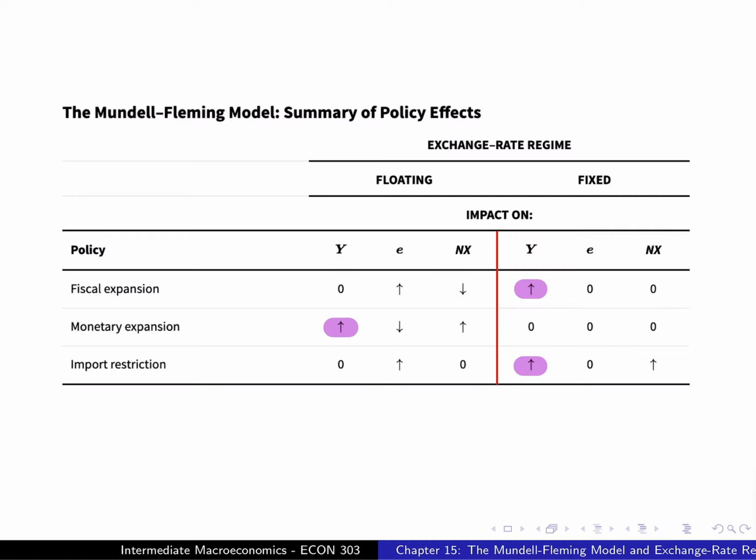Conclusion: monetary policy is more effective under floating exchange rates. Fiscal policy is more effective under fixed exchange rates. Import restrictions only boost output under fixed exchange rates, but they may harm trade in the long run.